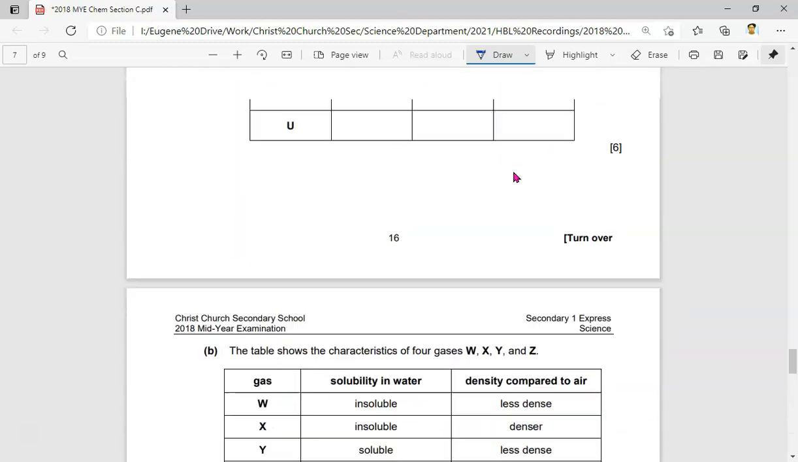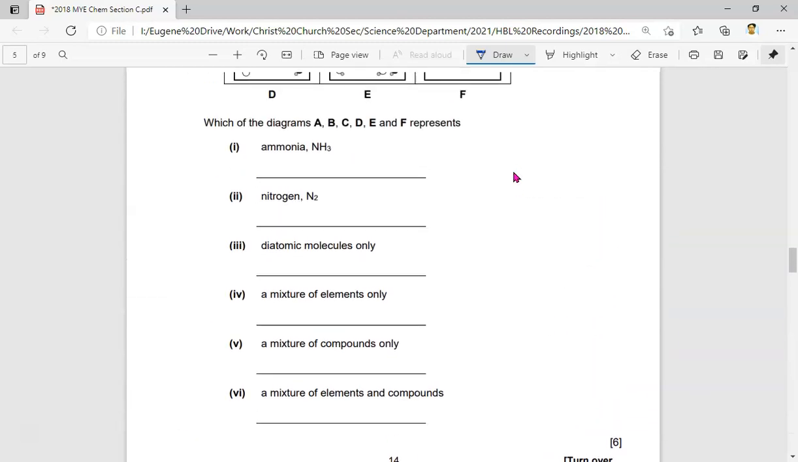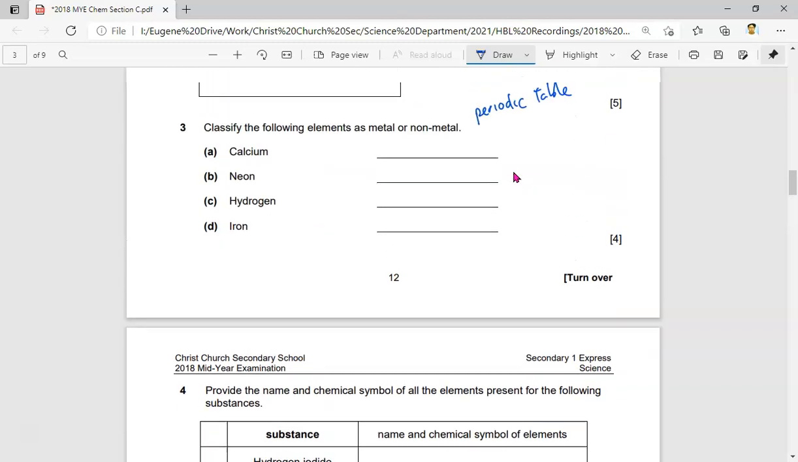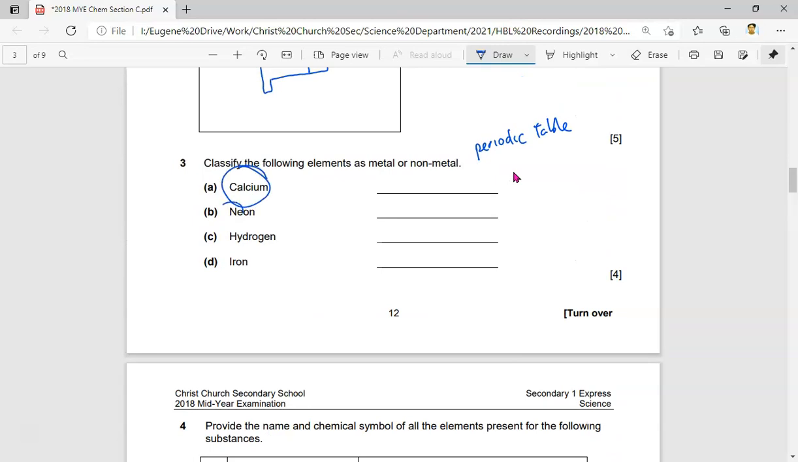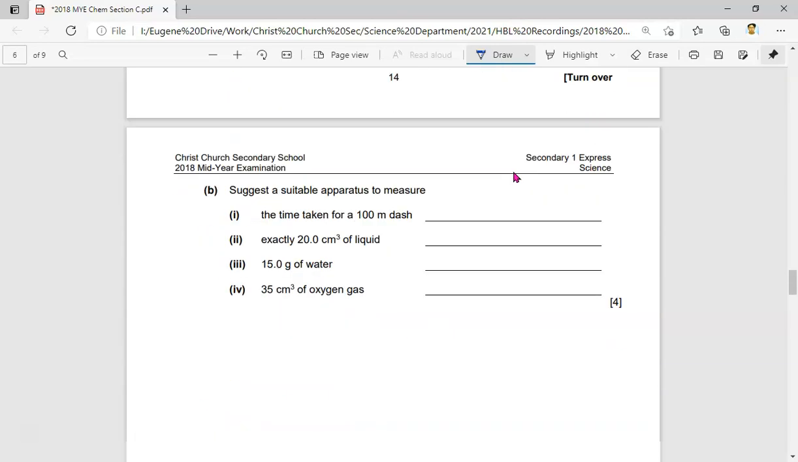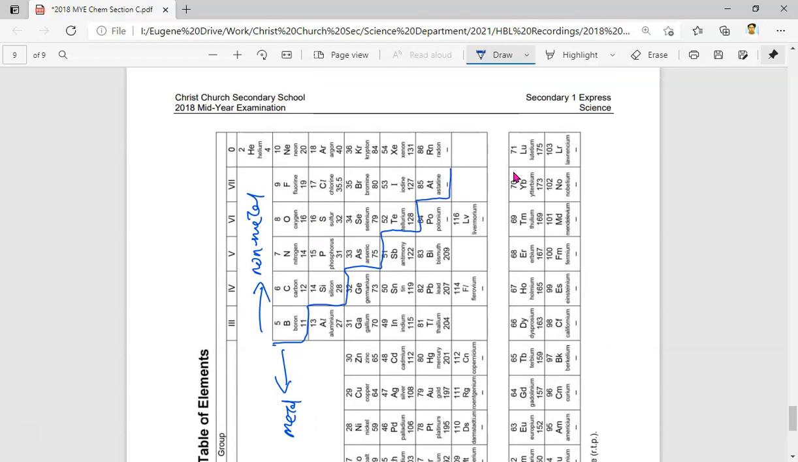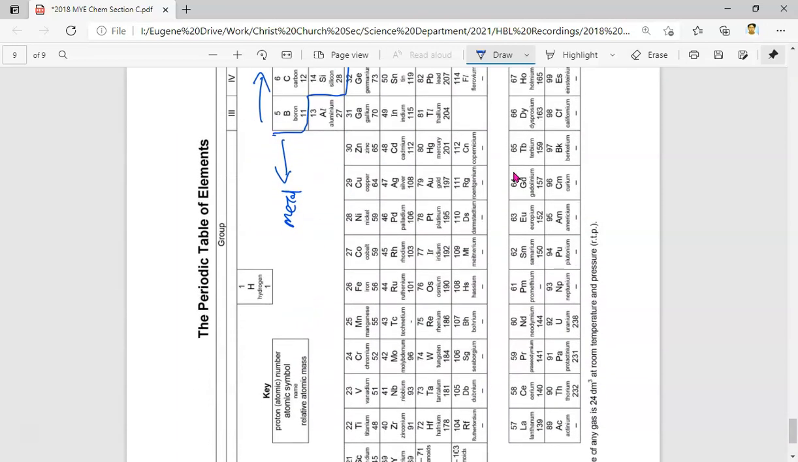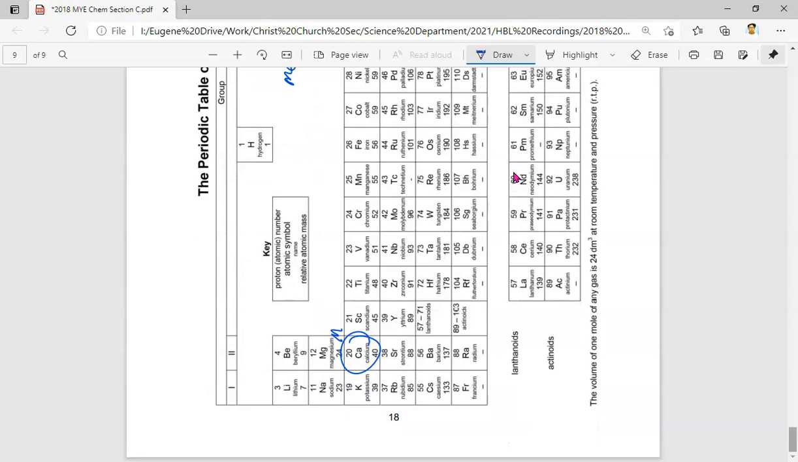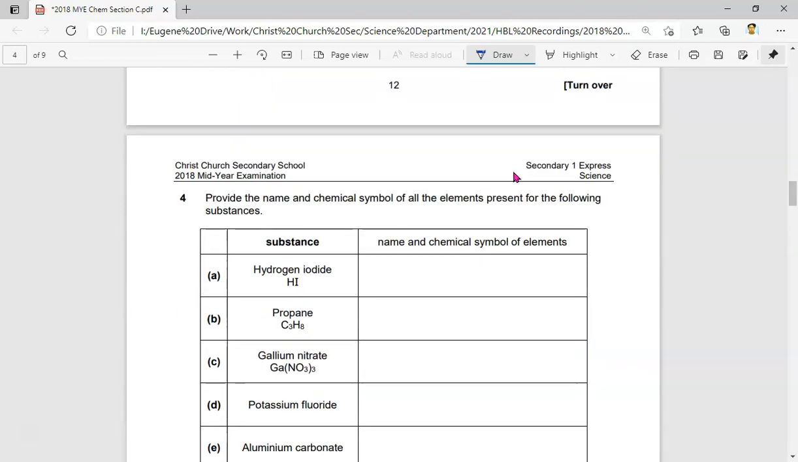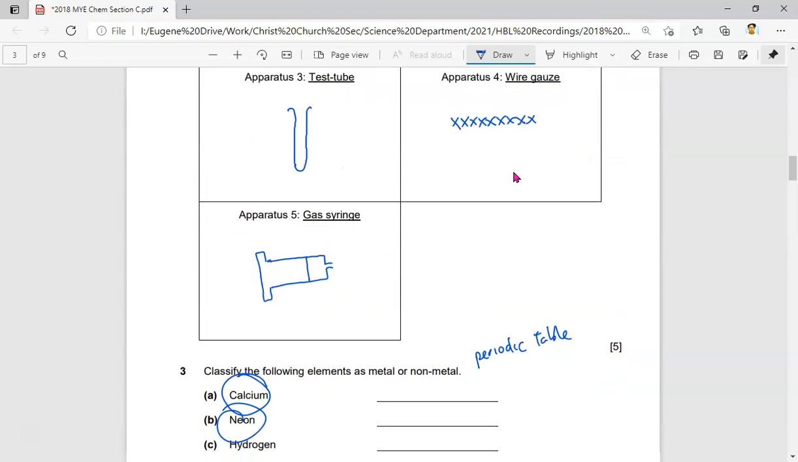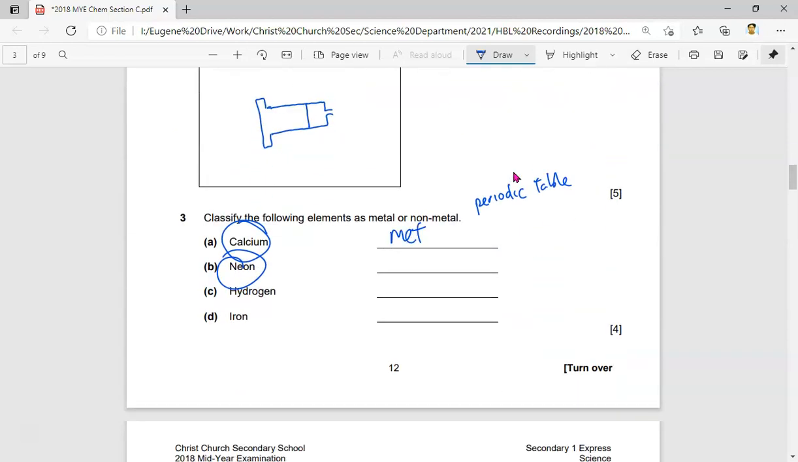So let's go back to the question. Okay. So the first one, calcium and neon. Where exactly is calcium and neon? So calcium is over here. So this is a metal. Neon is over here. So it's obviously a non-metal. M for metal in short, and N for non-metal in short. So if I go back to the question, calcium is a metal. Neon, non-metal.